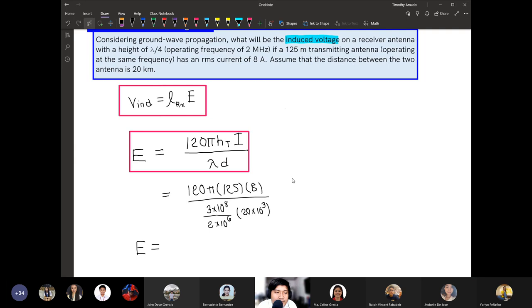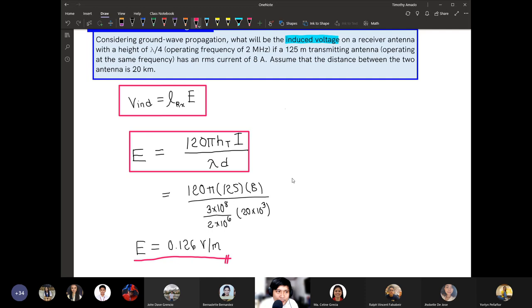So the computation is a bit long. The answer is 0.126 volts per meter. That is very large, right? Usually our field strength is only in millivolts per meter. So as you can see, it is very large, 0.126 volts per meter.